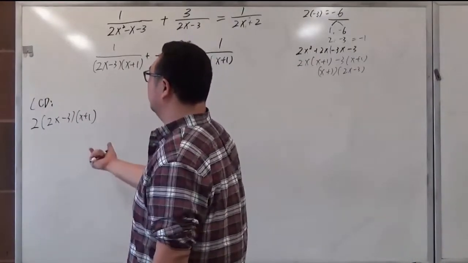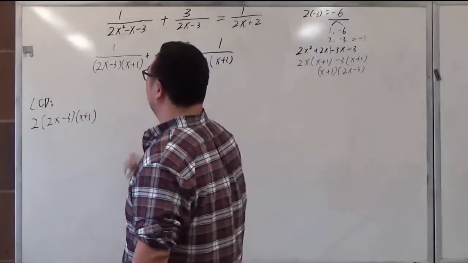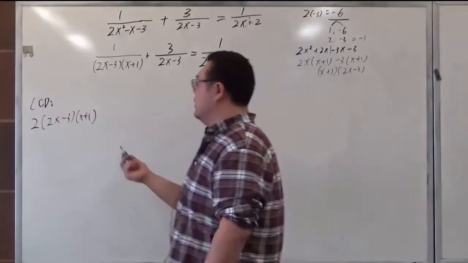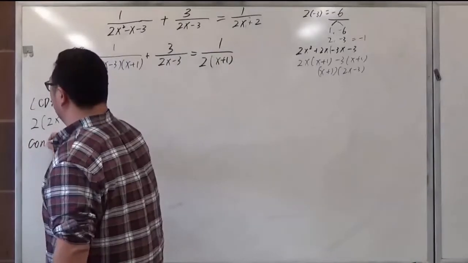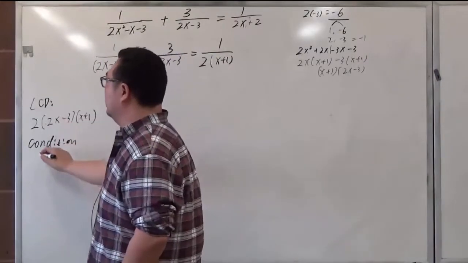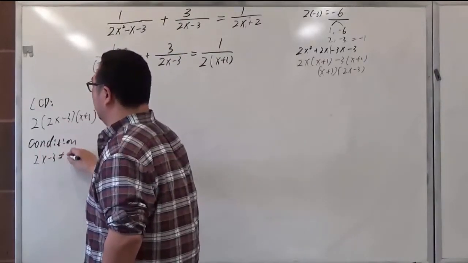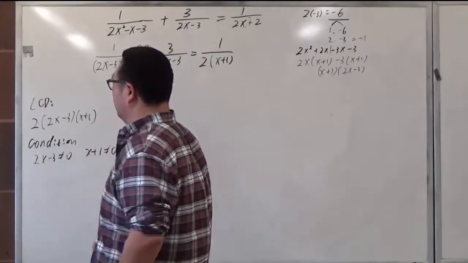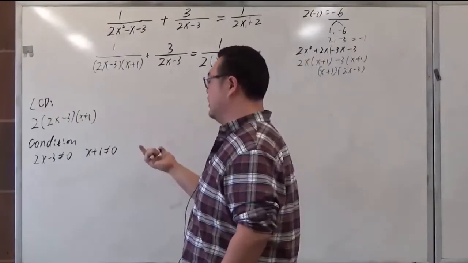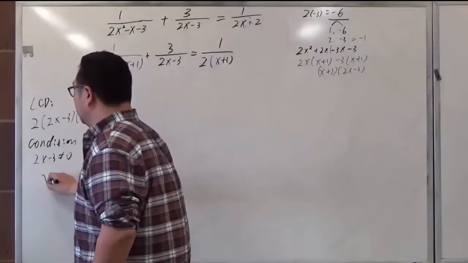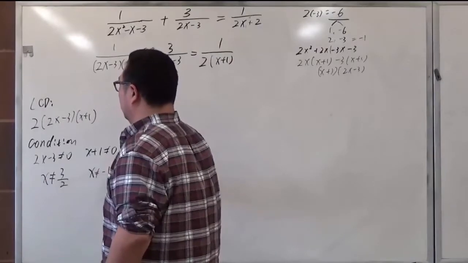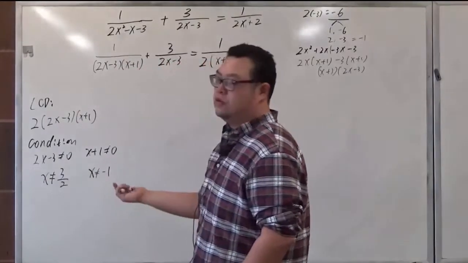What we do is multiply the LCD into every term, so the denominators cancel out. We need to keep in mind the conditions that 2x minus 3 shouldn't equal 0 and x plus 1 will not equal 0, because they are denominators, and when a denominator equals 0 the fraction doesn't hold. So x should not equal 3/2, and x should not equal negative 1. We need to keep those two conditions in mind.